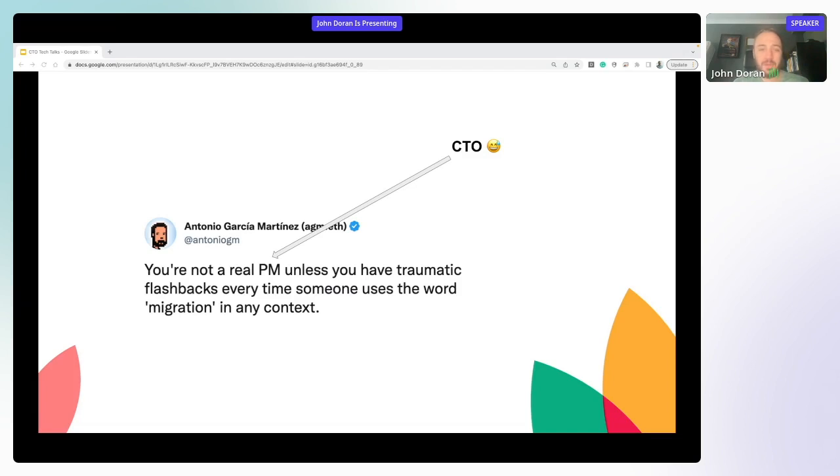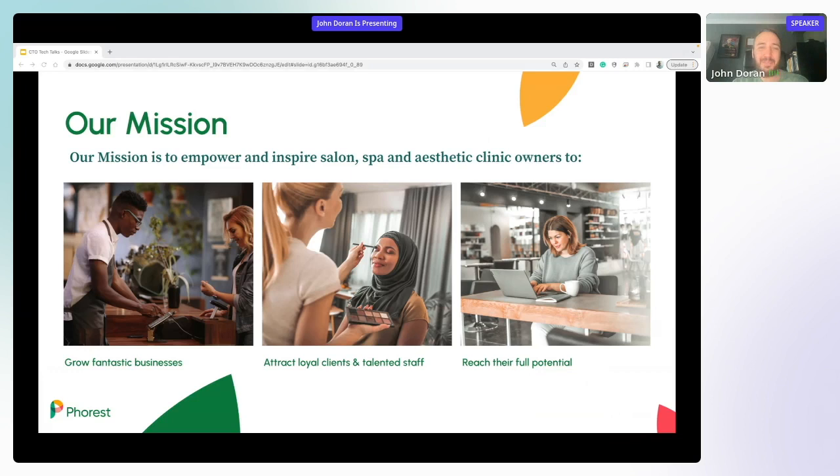A little bit about Forest. You need to be able to understand this to understand the story. Our mission, we're Hair Beauty Software. We power salon software to help salons to run, grow, operate, and really achieve their potential. So you need to understand what we do to be able to understand this migration.